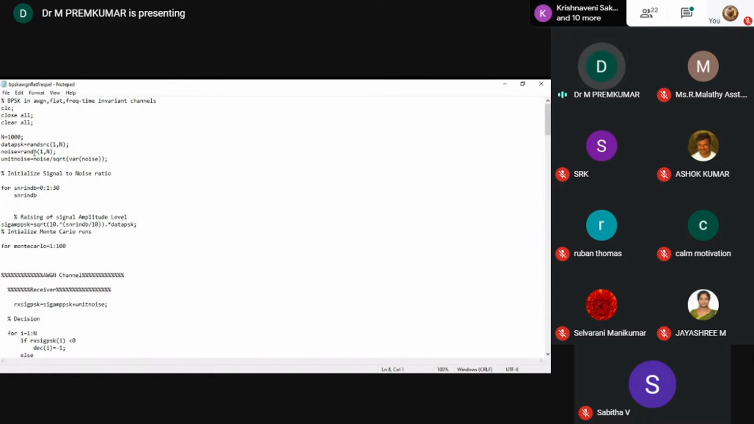Okay, and I define noise to be randn of 1 comma N. randn will generate random numbers following a normal distribution with mean zero and variance 1, so we are generating random noise. This command line is intended for defining the noise. And this is the data signal transmission, this is the data signal.